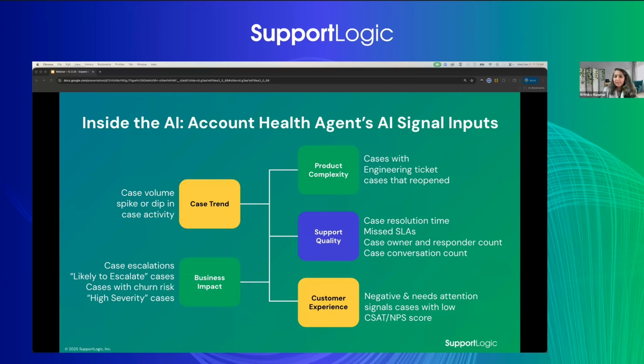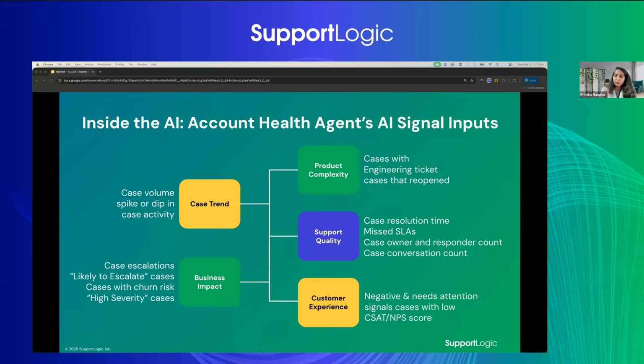And then the last one is the customer experience. Now, what kind of signals are we detecting on the cases? What kind of negative signals, needs attention signals? And if, let's say, we have access to the CSAT and NPS score, we can factor that in as well in determining the customer experience aspect of the account health. Now, together, we have about 15 plus factors that shape the health of the account.